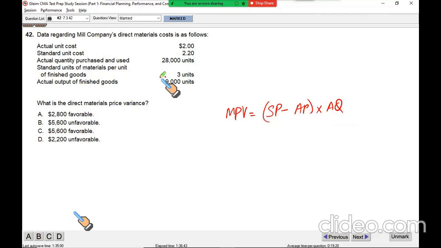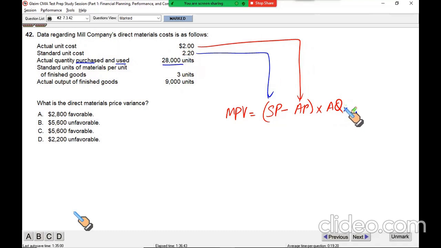Now let's read the question. Data regarding Mill Company's direct material cost is as follows. Actual unit cost is $2. That is the actual price. Standard unit cost, the standard price, is 2.2, right? Actual quantity purchased and used, they are both the same, 28,000. So there is no issue regarding actual quantity used or purchased, they are the same. So this is going to be the third input right here.